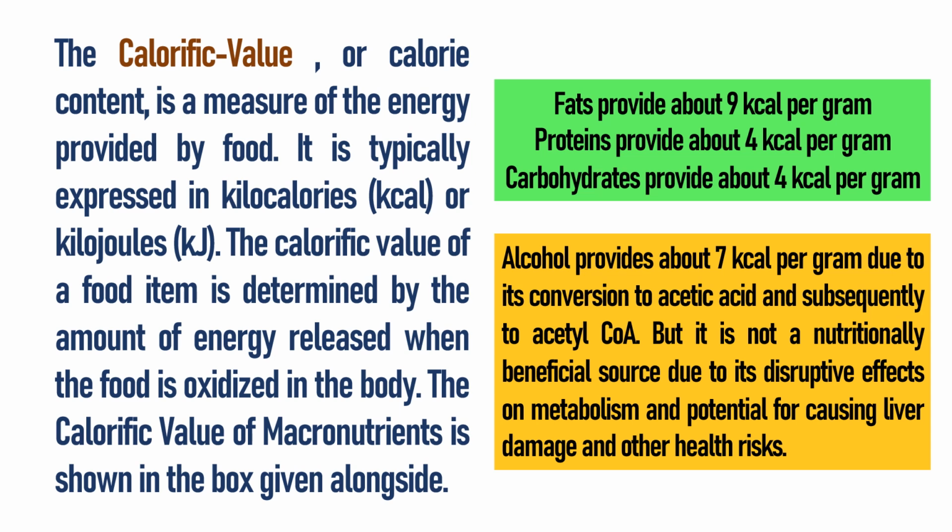Fats provide about 9 kilocalories per gram. Proteins provide about 4 kilocalories per gram. Carbohydrates provide about 4 kilocalories per gram. Alcohol provides about 7 kilocalories per gram due to its conversion to acetic acid and subsequently to acetyl coenzyme A. But it is not a nutritionally beneficial source due to its disruptive effects on metabolism and potential for causing liver damage and other health risks.